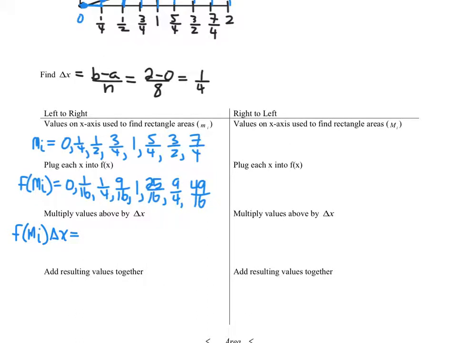All right, so we're looking at, I'll write it underneath, 0, 1/64, 1/16, 9/64, 1/4, 25/64, 9/16, and 49/64. So then I want to be adding all those together, right? So that's the fun part, I guess.